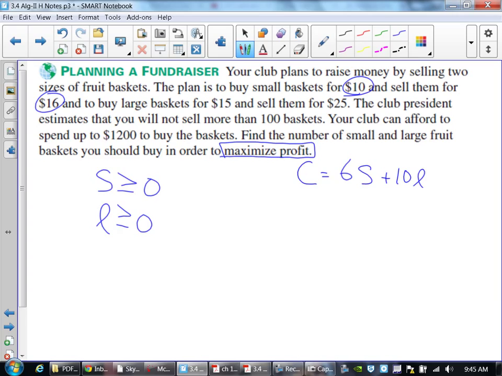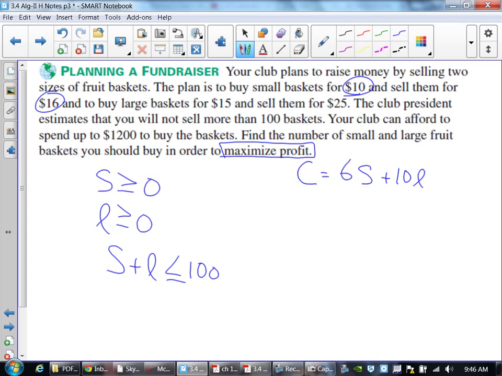The next bit said the club president estimated that you won't sell more than 100 total baskets. So that means some combination of small plus large has to be. Now let me ask you this: small plus large, less than 100. Can you sell 100? So is it going to be just less than or less than or equal to? Good. See how easy it is to pull that out of there?